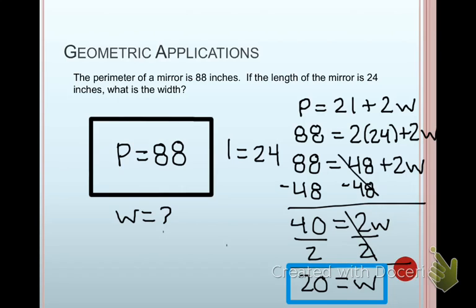There are a few ways you could do this one. I personally am a visual person, so I like to draw a picture first. I then use the perimeter equation, perimeter equals 2L plus 2W, plug in the values that I already knew, and solve the equation from there.